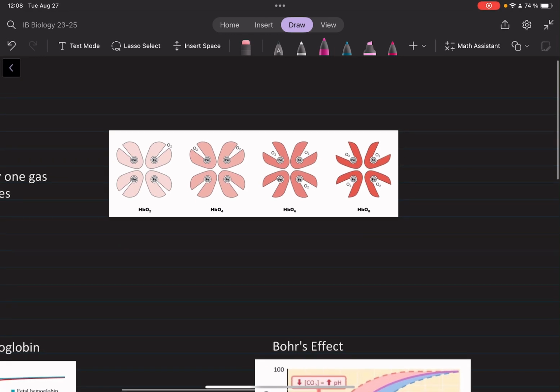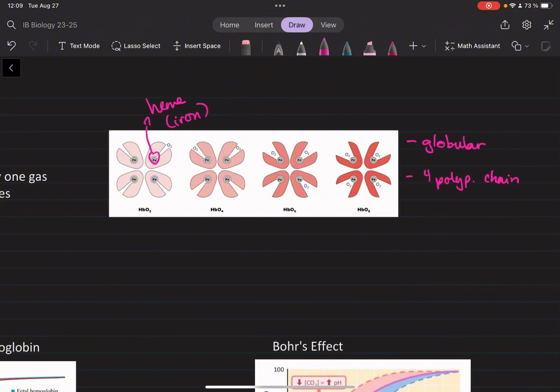So now we can move on to hemoglobin. Hemoglobin is a globular protein, and it is made up of 4 polypeptide chains. And in each polypeptide chain, you have 1 heme group. And this heme group is essentially just an iron molecule. And this iron molecule is what the oxygen binds onto. So without this heme group, you wouldn't be able to have oxygen bound onto it.